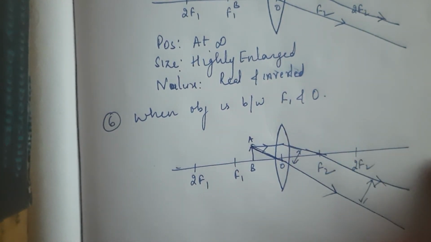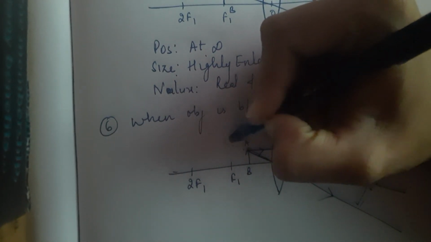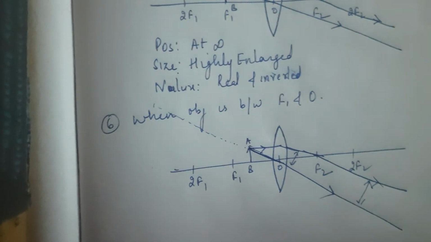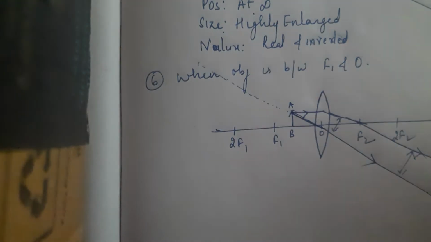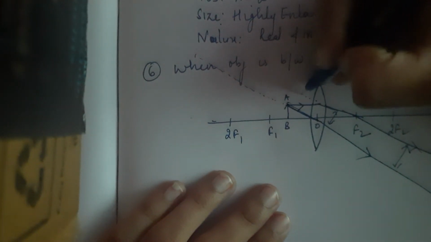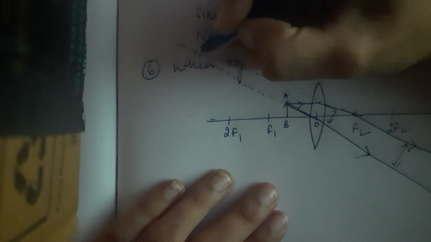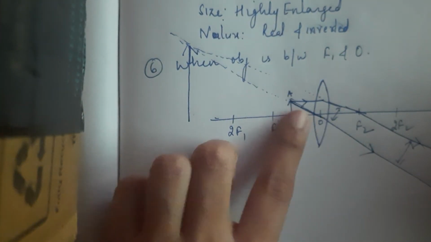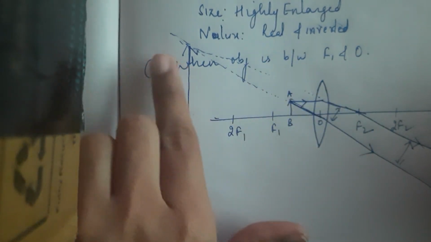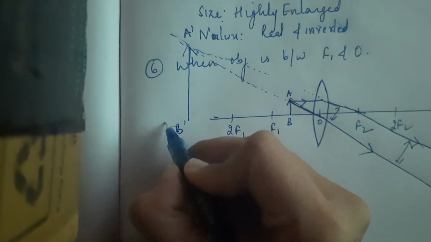So they are diverging, which means if you extend these light rays, agar aap isko piche ki taraf extend karte hain, theek hai, both the rays, you will find an intersection point. If you just extend both the rays in the backward direction, you will find an intersection point somewhere here. And here is your image, right? So this is the image.